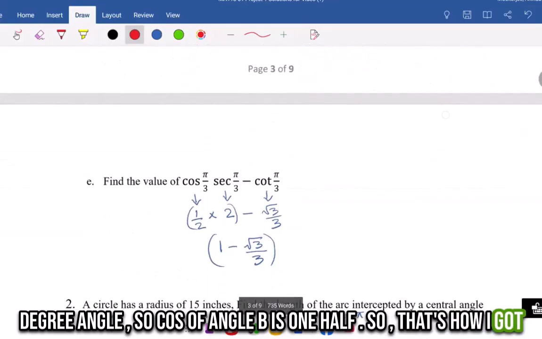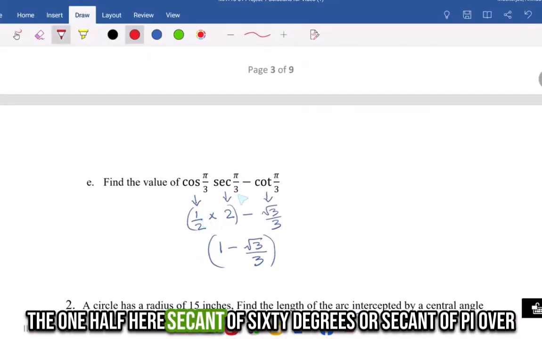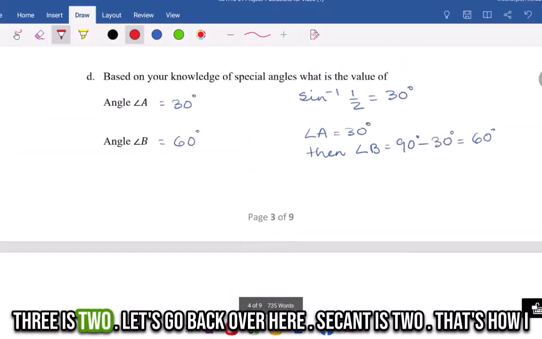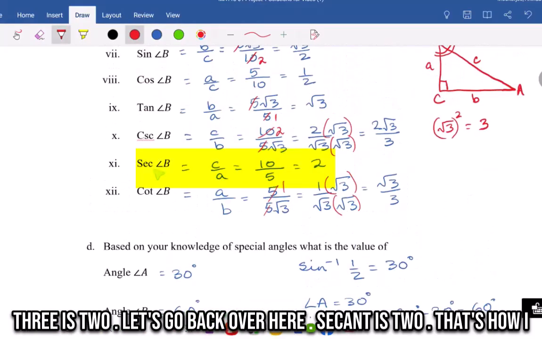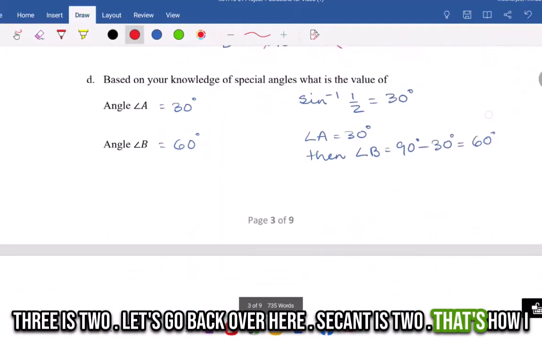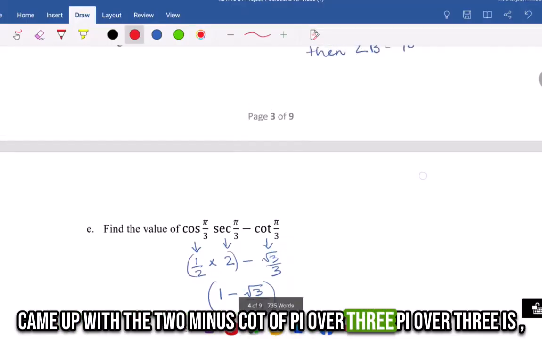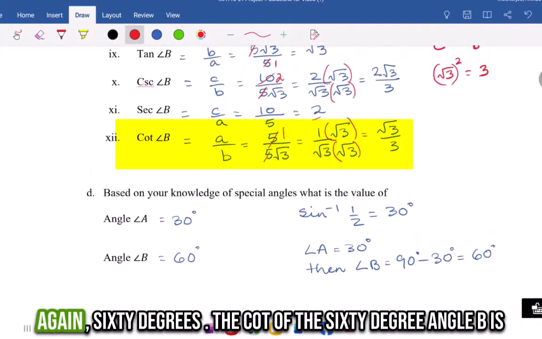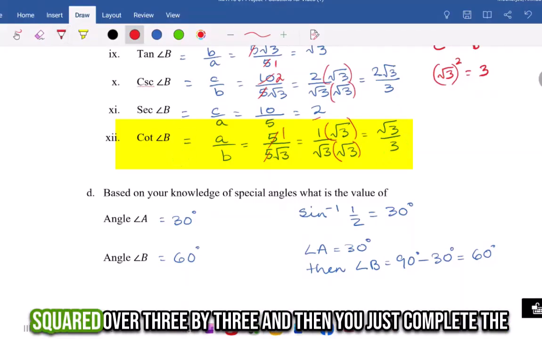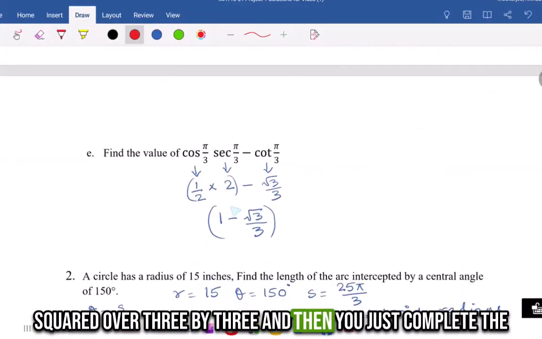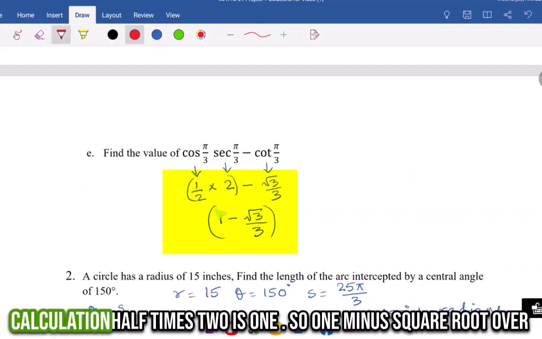So that's how I got the 1/2 here. Secant of 60 degrees or secant of pi over 3 is 2. Let's go back over here. Secant is 2. That's how I came up with the 2. Minus cot of pi over 3. Pi over 3 is again 60 degrees, a cot of the 60-degree angle B is square root of 3 over 3, and then you just complete the calculation. Half times 2 is 1, so 1 minus square root of 3 over 3.